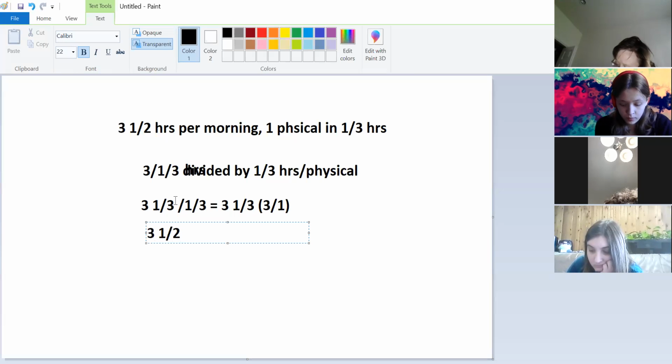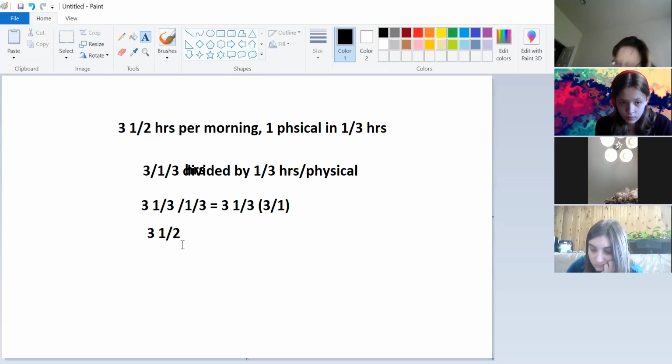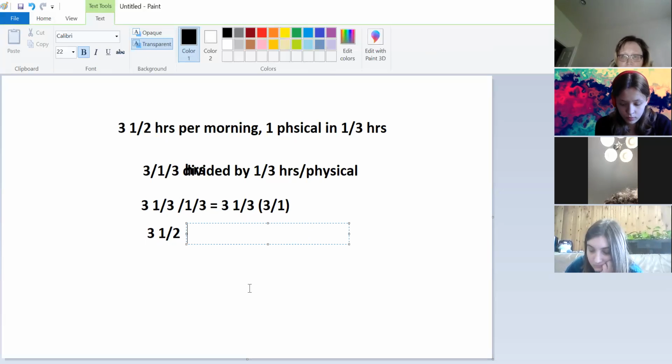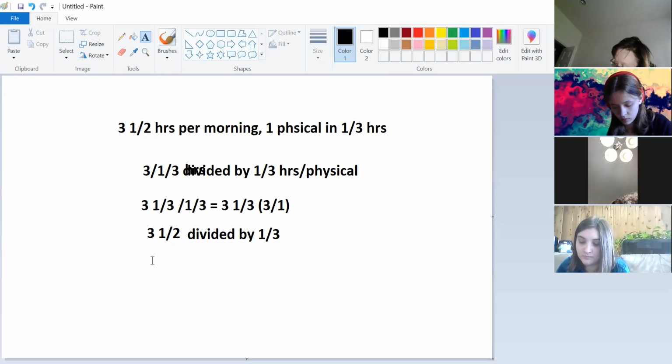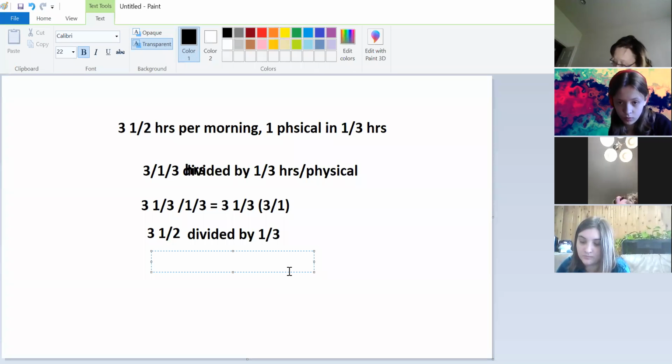I can't correct this without erasing the whole thing, but it's 3 1/2. You're exactly right. We're going to take 3 1/2 and divide it by 1/3, right? That's what we're doing. So we want to convert that 3 1/2 into an improper fraction. So it's going to be 3 times 2 plus 1, all divided by 2, right? Thank you for correcting. If you see something like that, just pipe up right away.